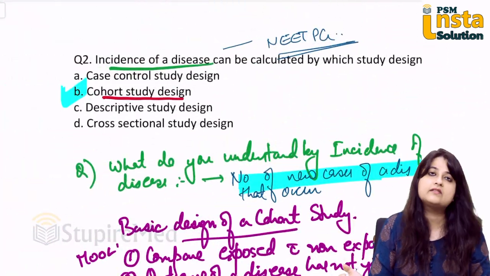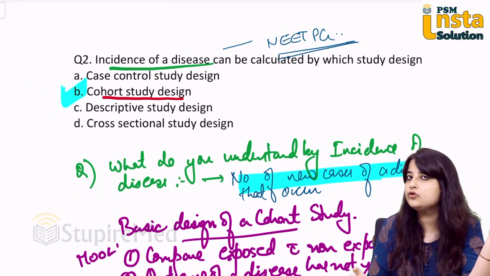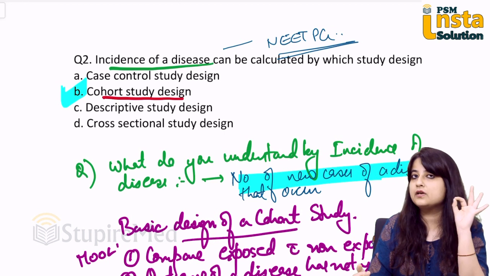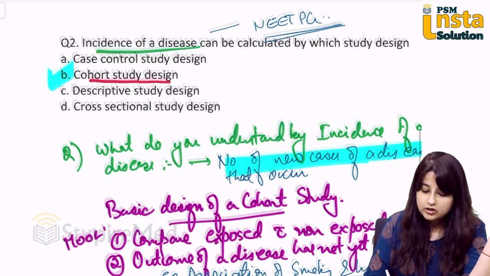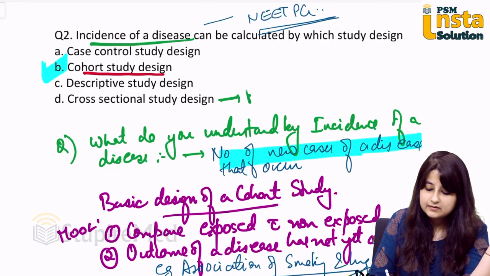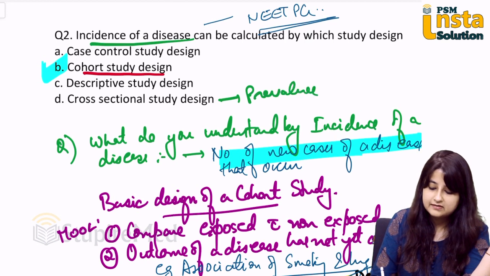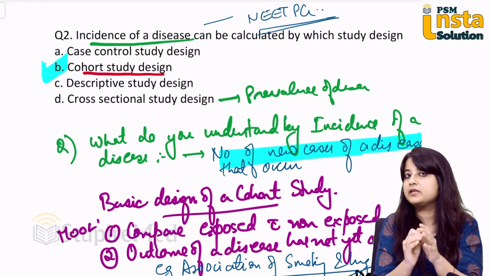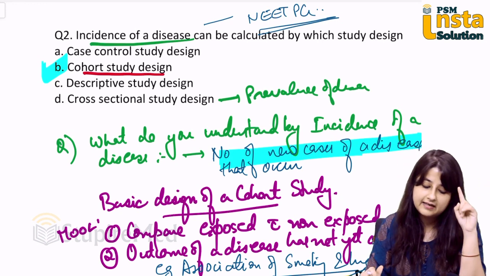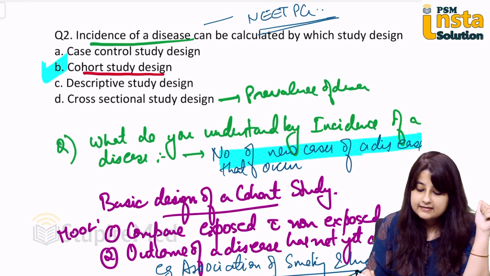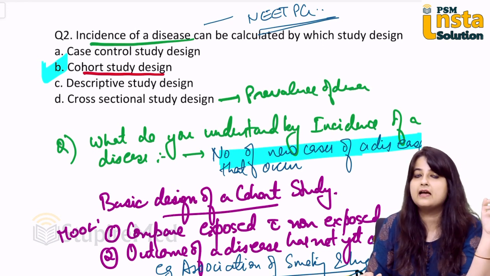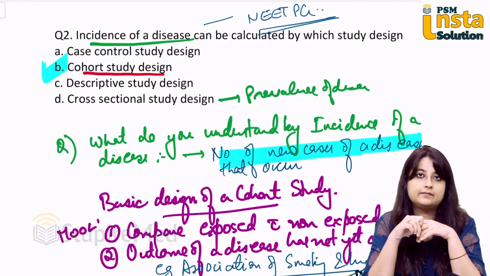Why can it not be a descriptive study design? Because, as I told you, in descriptive study design you are simply describing a study in terms of time, place, and person. And cross-sectional tells us about the prevalence of a disease, that is, new cases and old cases present at a particular point of time. So the correct answer to this MCQ is that incidence of a disease can be calculated by cohort study design. I hope you are clear with this.